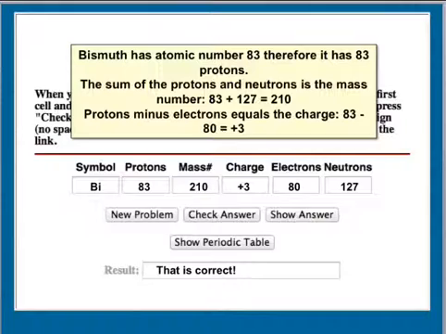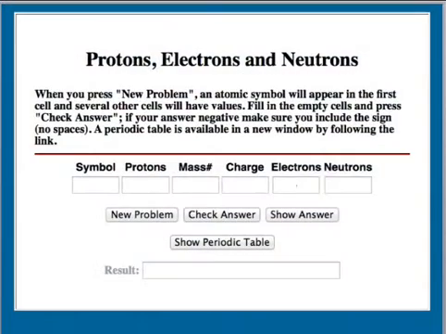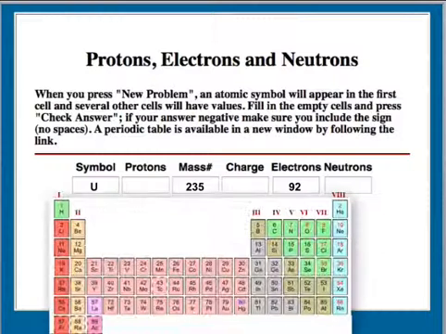Do one more. U for uranium. This is uranium-235. This is what you use if you want to make bombs. And I tell you, we have 92 electrons. So you know the drill. Find uranium on the periodic table.